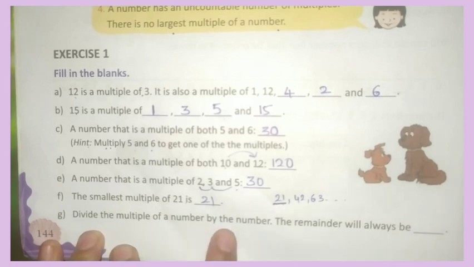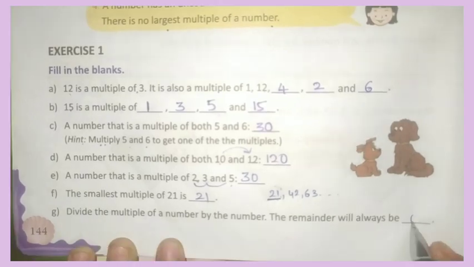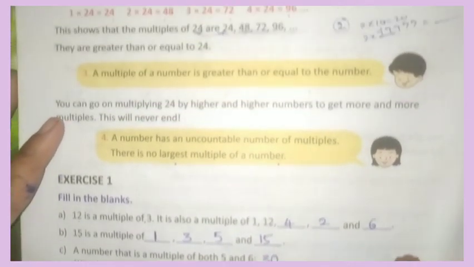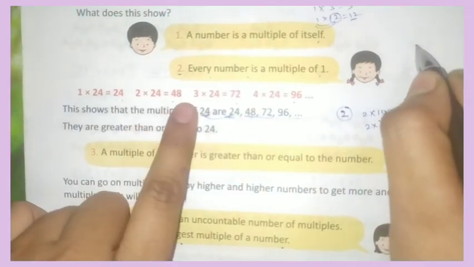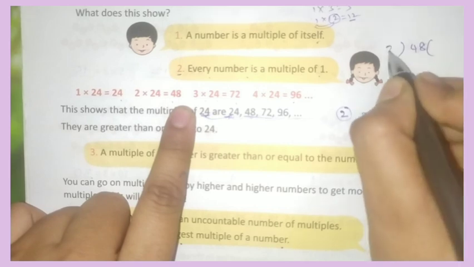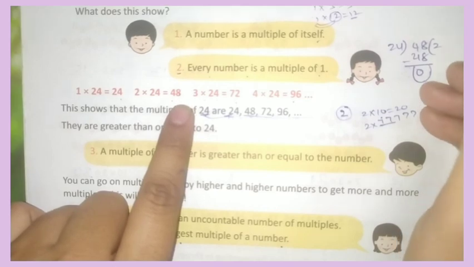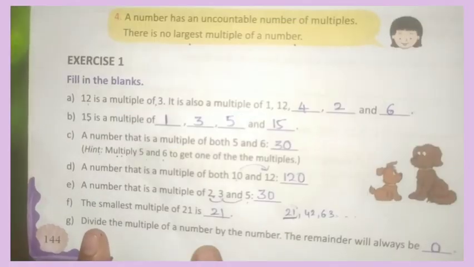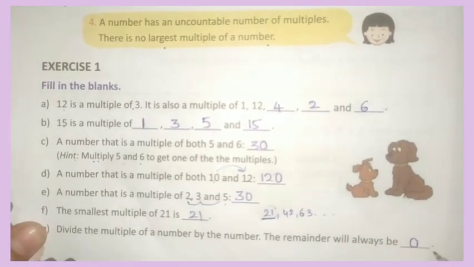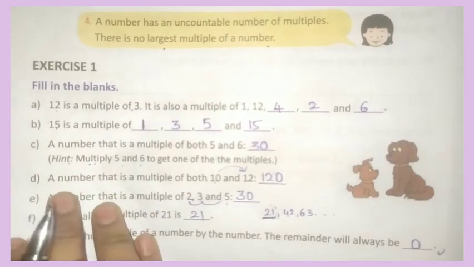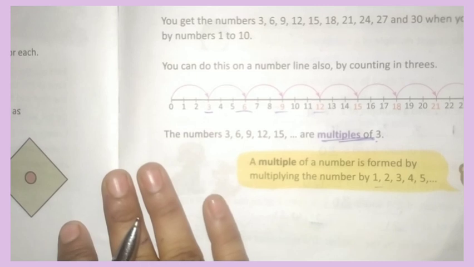When you divide a multiple of a number by the number, the remainder will be 0. For example, 48 is a multiple of 24. 48 divided by 24: 24 goes into 48 twice, 48 minus 48 is 0. So when we divide a multiple of a number by that number, the remainder will always be 0. Look here, children, I have said one definition for you.